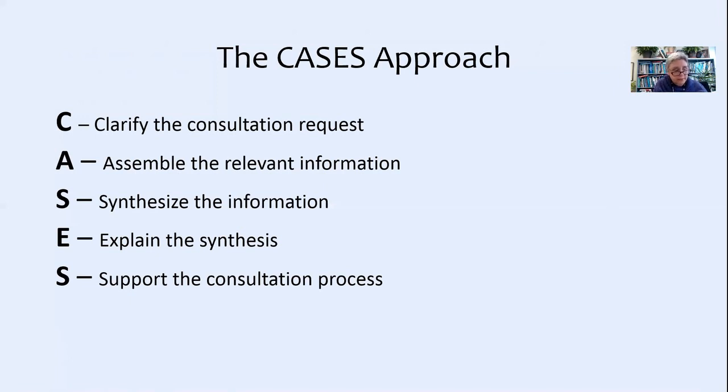E is explain the synthesis: communicate with key participants, provide additional resources, document the consultation in the electronic health record and also in the consultation records. And the final S refers to support the consultation process. Follow up with the participants, evaluate the consultation, adjust the process, and identify any underlying systems issues.